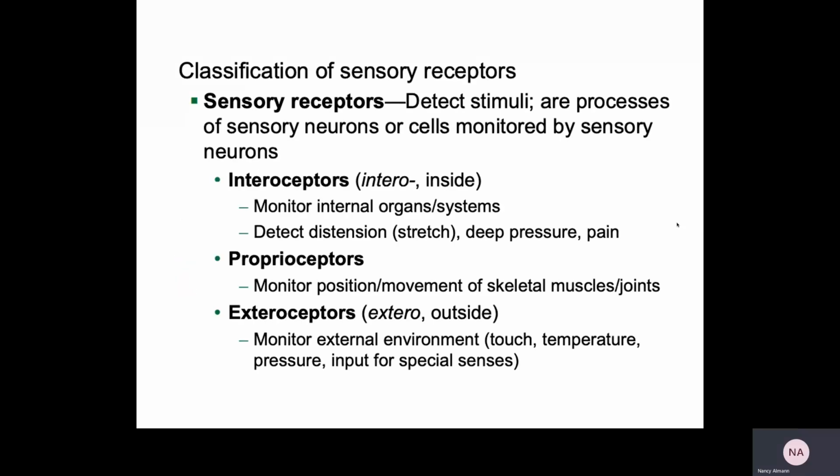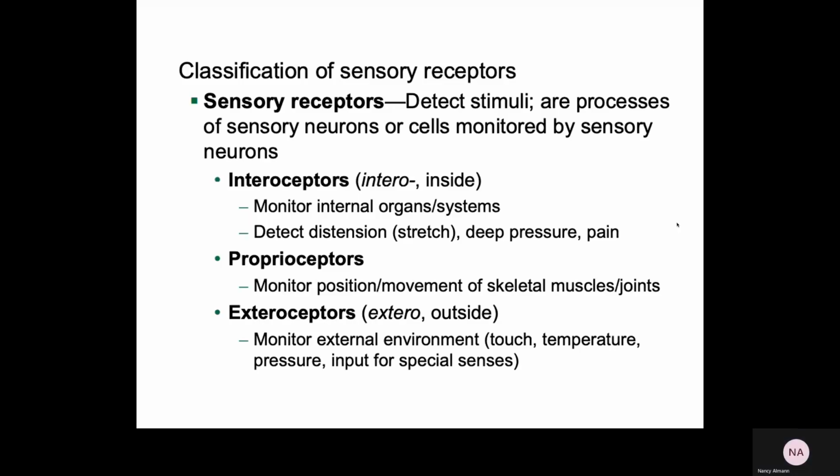Let's talk a little bit about sensory receptors. Their job, of course, is to pick up information. They're going to detect stimuli. They will be processes of sensory neurons or cells that are going to be monitored by sensory neurons. And let's talk about a few different types. Interoreceptors, intero for within, will monitor your organs and structures and systems within the body. So they can detect distension, deep pressure, and pain.